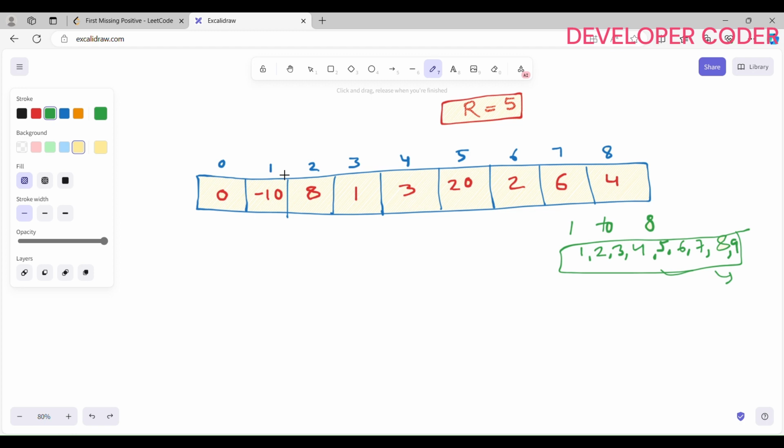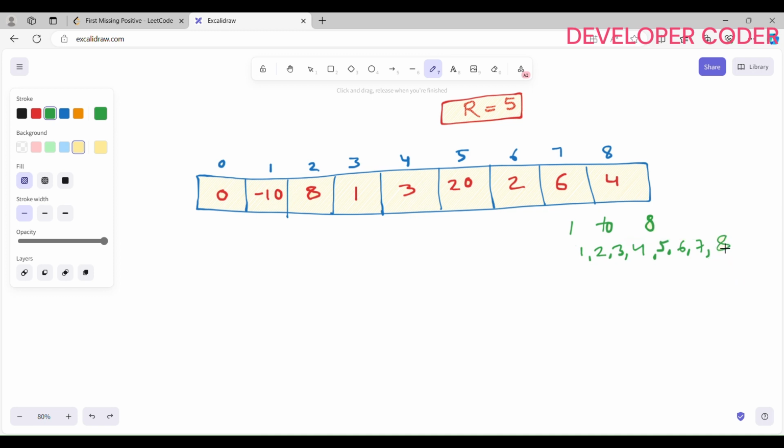So 1 2 3 4 5 6 7 8 9. Okay, so 1 to 9 I am looking for. So if all the 9 numbers are there, 1 to 9, then in that case I have to simply return n plus 1. So 10 is going to be my output if all the numbers are there. Okay, so I hope that this is clear.